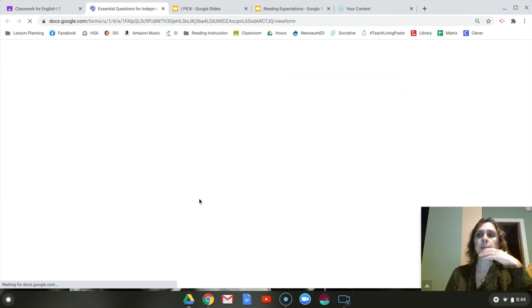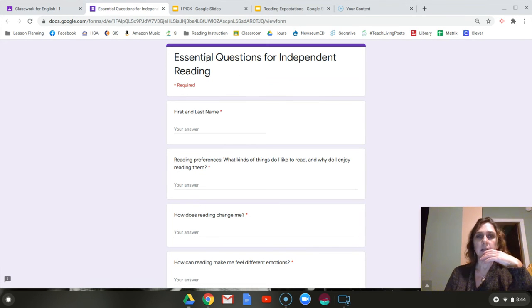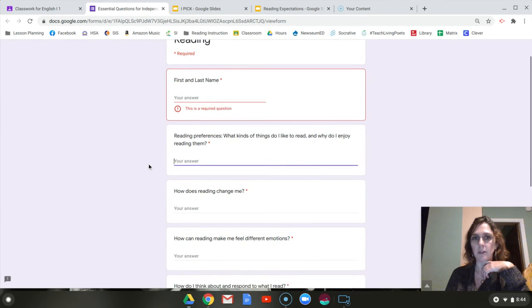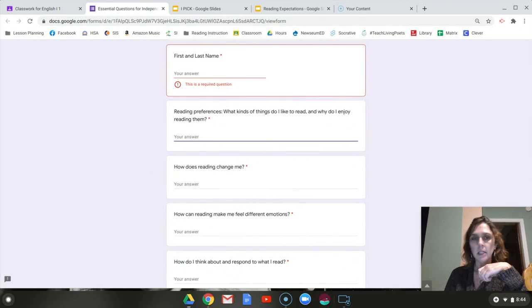So after you've taken a look at those documents, you're going to open up this Google form here. And it says essential questions for independent reading. So you're going to type your first and last name here. Reading preferences. What kinds of things do I like to read and why do I enjoy reading them? Okay. If you like reading fantasy, tell me why. If you like reading manga, tell me why. If you like reading science fiction, tell me why, etc.